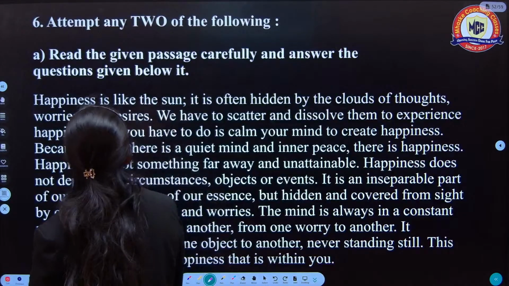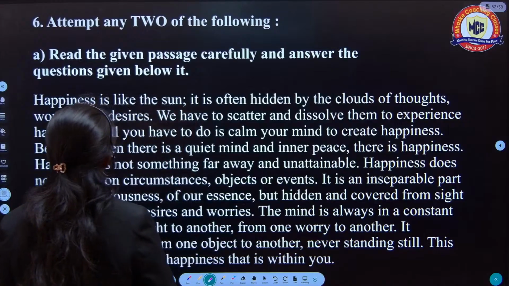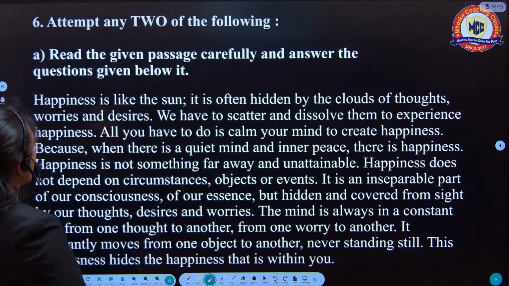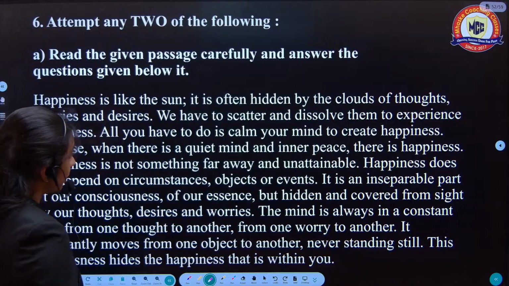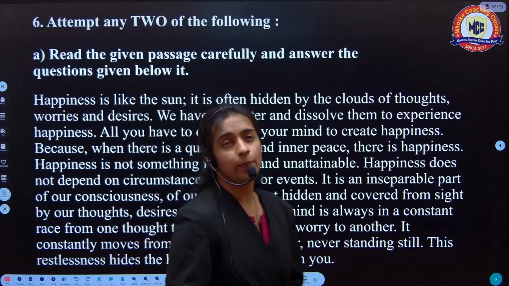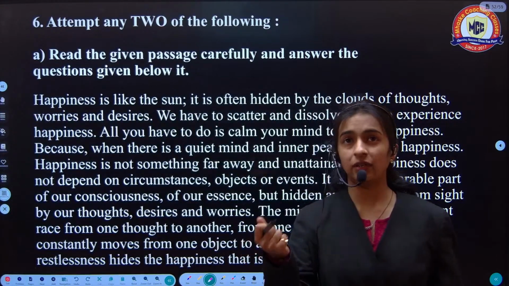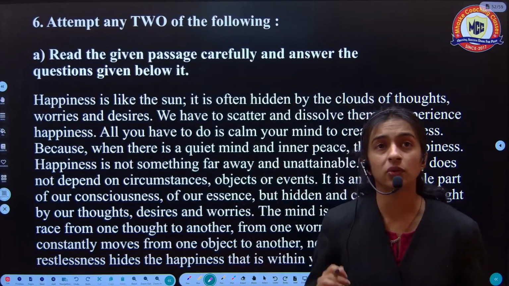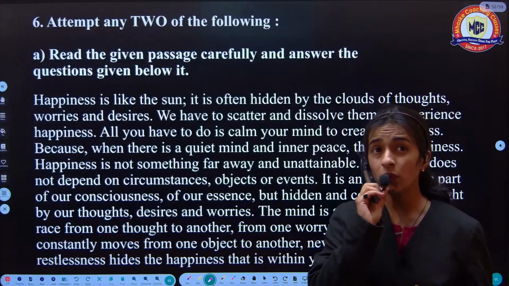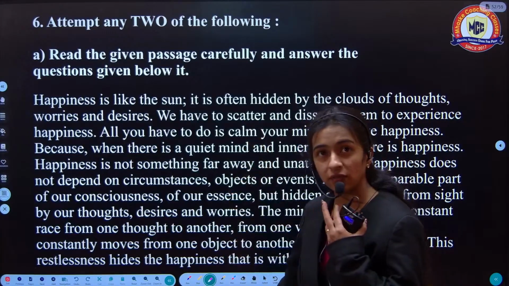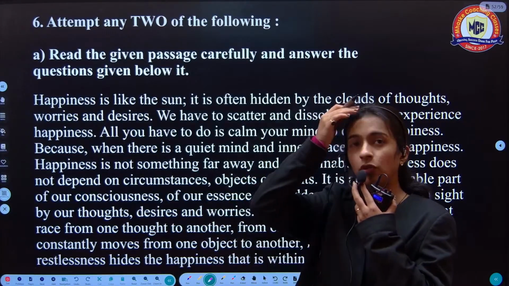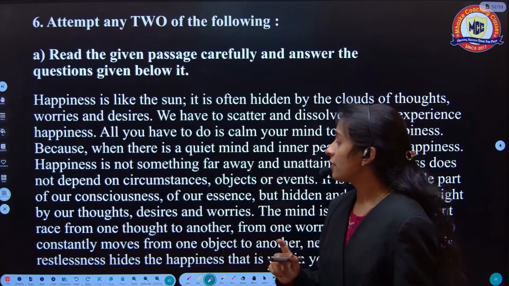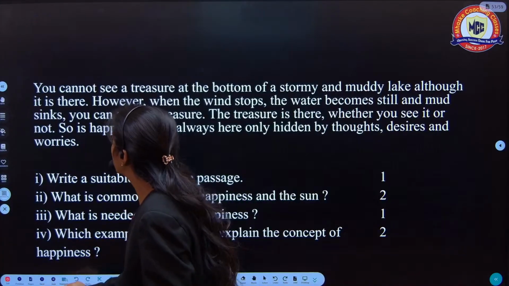This question we will take afterwards. Attempt any two of the following. Read the given passage carefully. Answer the questions given below. Yes. How to solve the passage? A quick trick to solve the passage: before you read the passage, just go through the questions first. Don't waste your time reading the passage first, okay? So we'll go through the questions first.